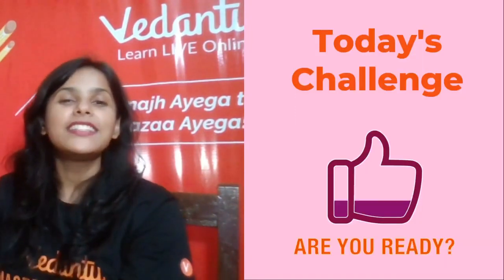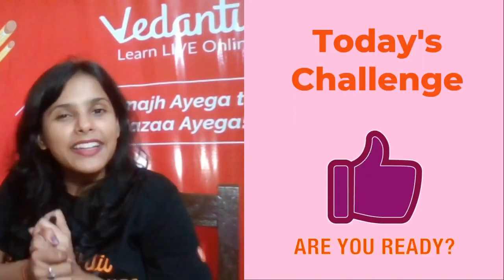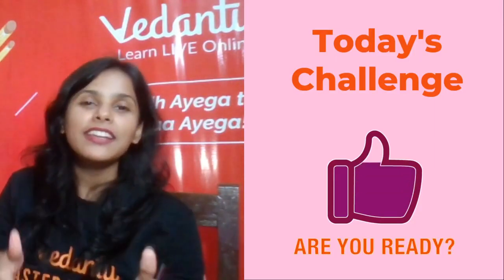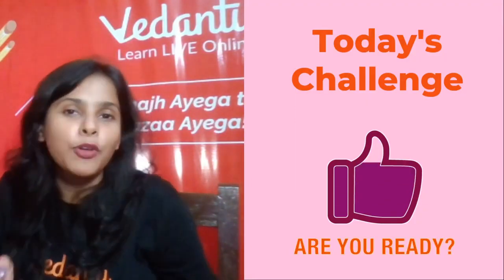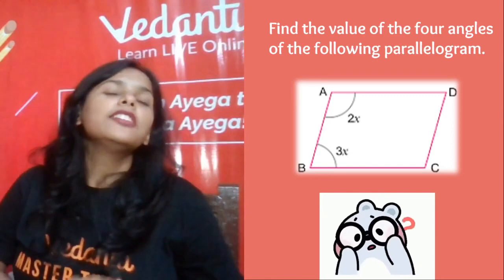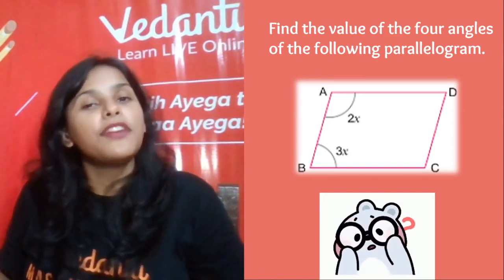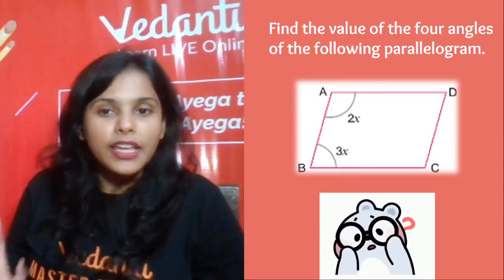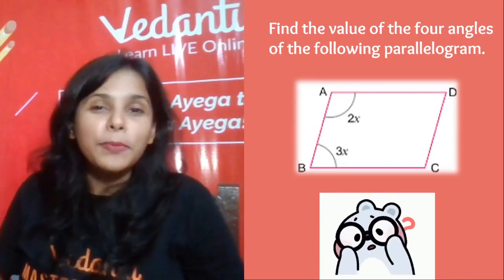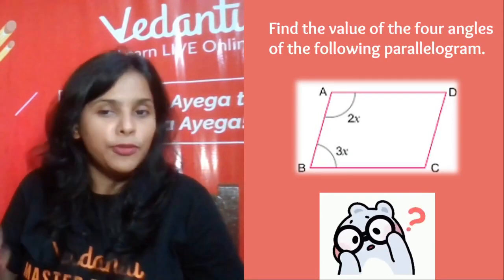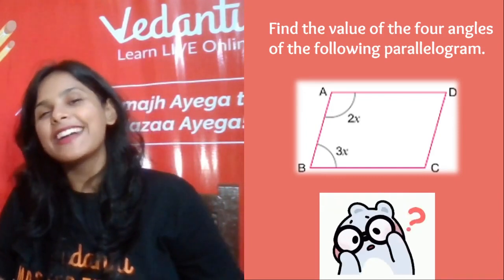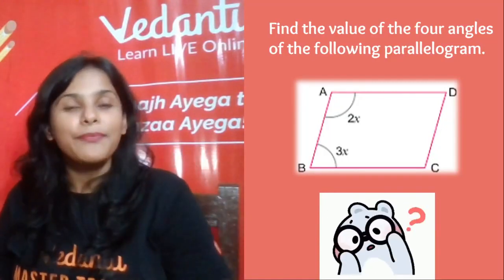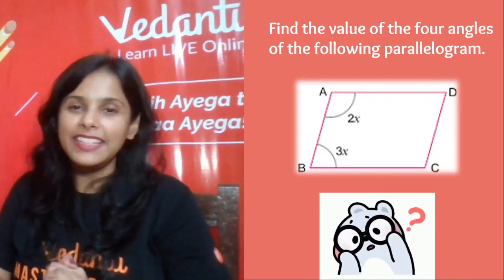So guys, today's challenge. I know my pirates are completing all the challenges, and I'm really proud to be the captain and really proud of yourselves guys. You are doing very well, all of you. So this is the challenge. Quickly read the question. You have to find the value of the 4 angles of the parallelogram ABCD. Two angles are given to you, 2x and 3x, and you now know all four properties of the parallelogram. So quickly solve it, guys. Let me see which pirate is going to solve it first. I am really excited to see the answers.